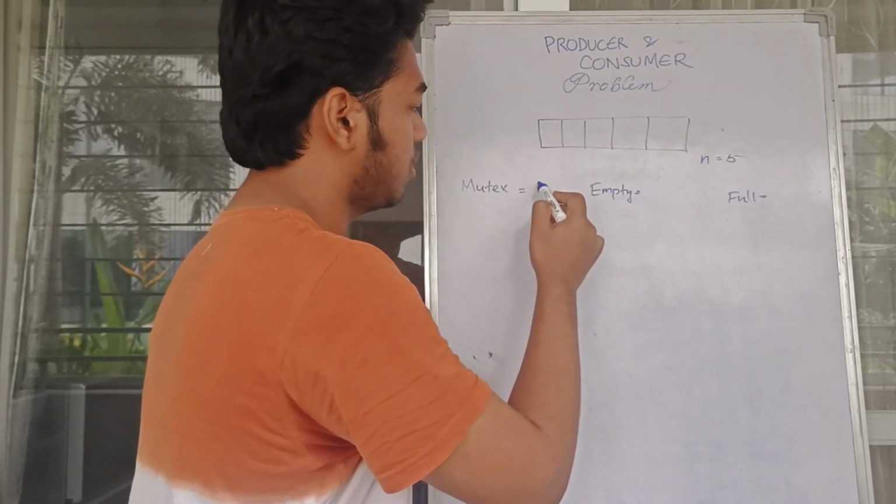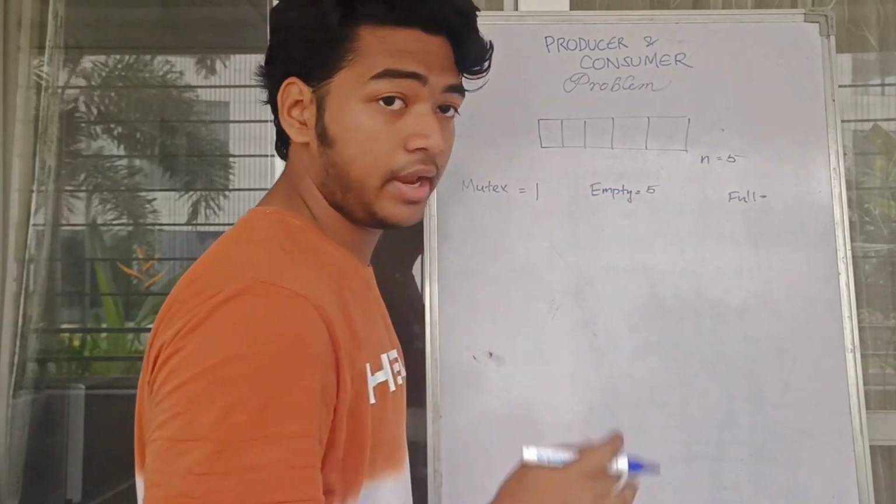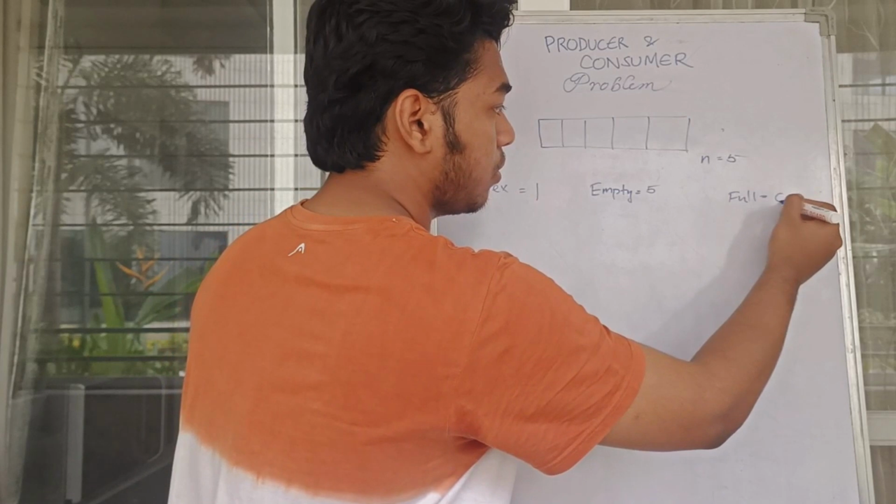Now let us initialize the values. Mutex is always going to start with 1. And empty, how many slots are empty? There are 5, so we'll use 5 as the number. And full, how many slots are full? None. So we're going to use 0.